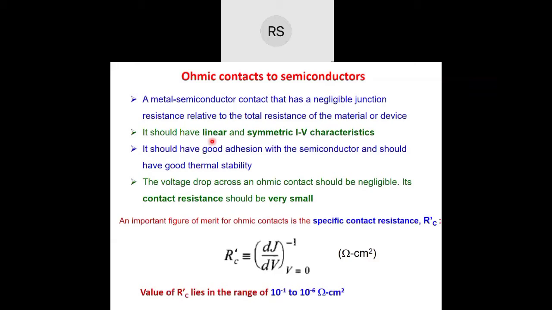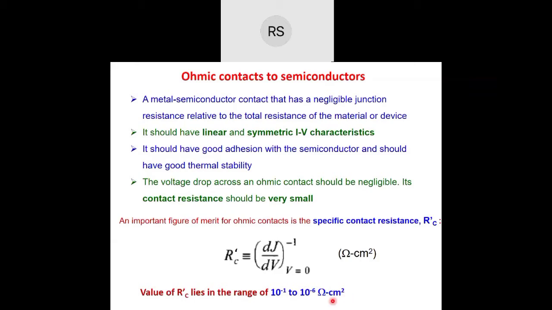It should be linear and symmetric, in the first and the third quadrant. That is one thing. But what about its specific contact resistance? If it is close to 10 to the power minus 1 or minus 2, you will say it's a relatively good ohmic contact. If it is lower than that, 10 to the power minus 3 or minus 4, it's very good. And if you are touching 10 to the power minus 6 ohm centimeter square, then it is an excellent ohmic contact.